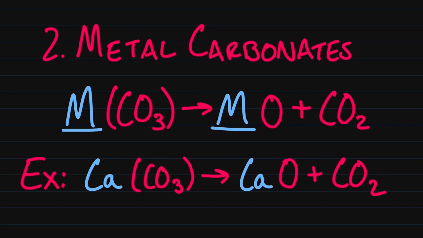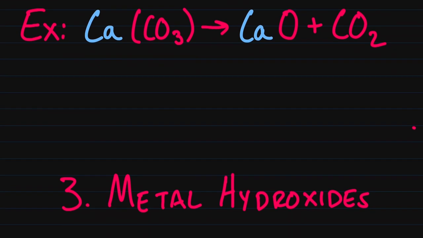For number 2, we have the decomposition of metal carbonates. So here we have a metal combined with a carbonate, and when it separates, it becomes a metal oxide with carbon dioxide. Here I have calcium carbonate splitting into calcium oxide and carbon dioxide.